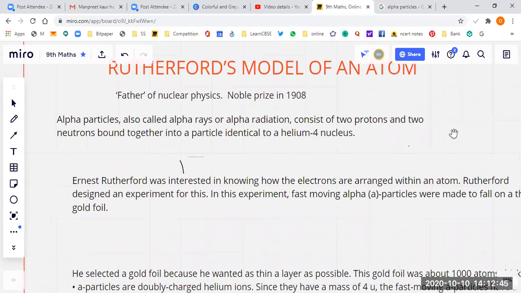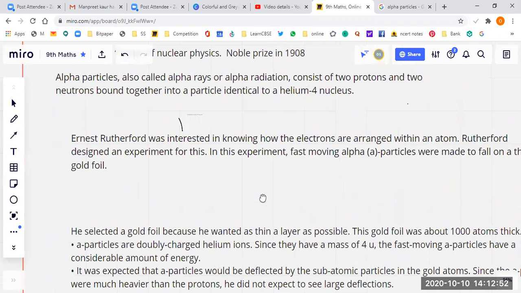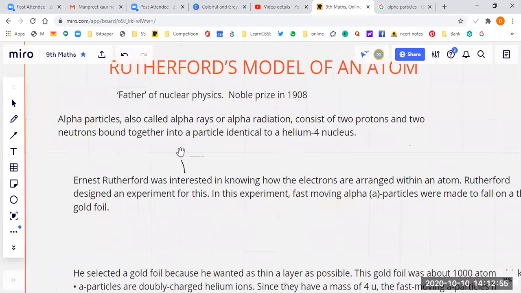Now we talk about alpha radiations. What are alpha radiations? Alpha radiations are basically alpha particles. They are alpha rays, also called alpha radiations. They consist of two protons and two neutrons bound together, just like the helium-4 nucleus. In helium we have two protons and two neutrons combined together, so that is one particle. Such a particle is known as an alpha particle.